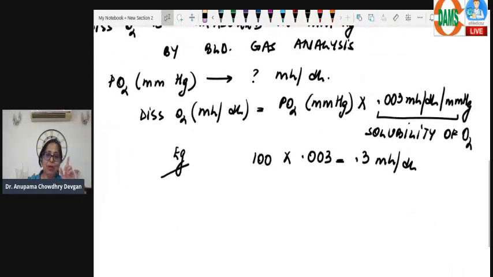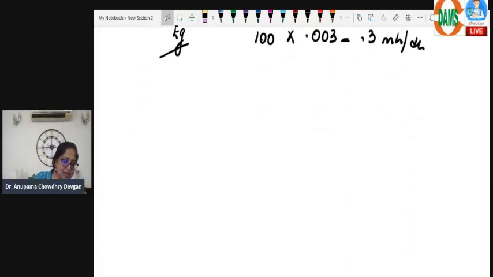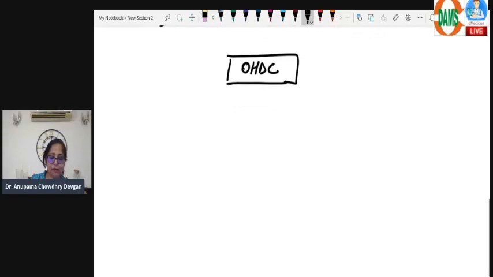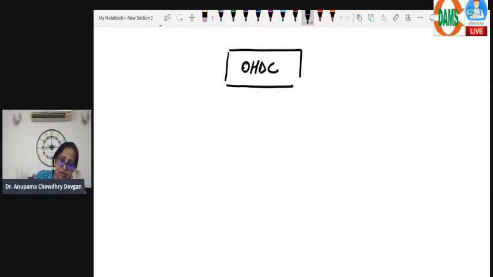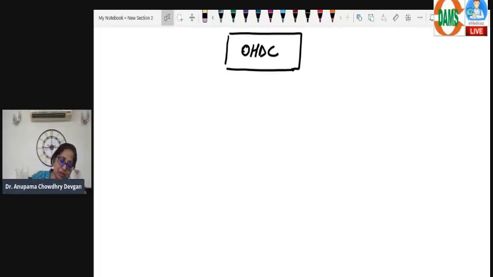Because the PO2 will determine the saturation of hemoglobin. PO2 and saturation are related to each other. And how are they related to each other? This is via the oxygen hemoglobin disassociation curve. This shows you the relationship between PO2 and SO2. PO2, which is a dissolved oxygen total, will determine the saturation.